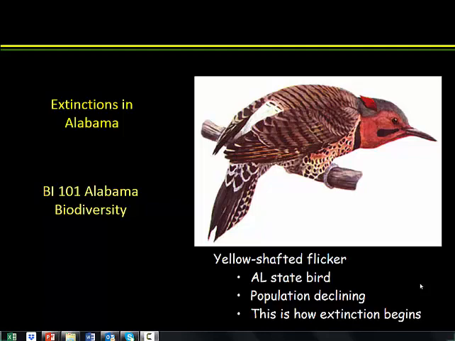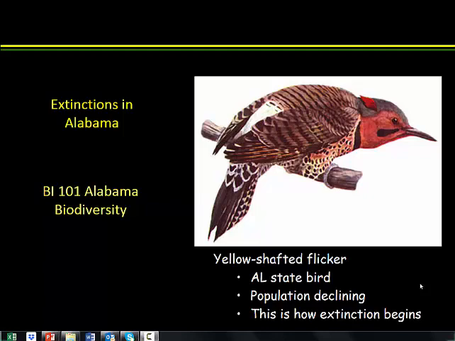Hey everybody, in this unit we're going to talk about extinction. We're going to have a focus on Alabama, but we're also going to scale up to the level of global extinctions. Now, I like to start off with the picture of this bird. This is the yellow-shafted flicker. It's the Alabama state bird.